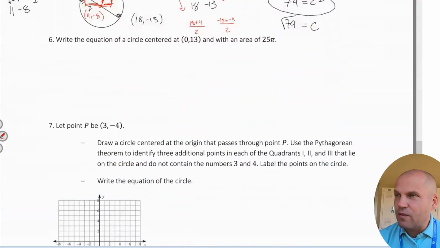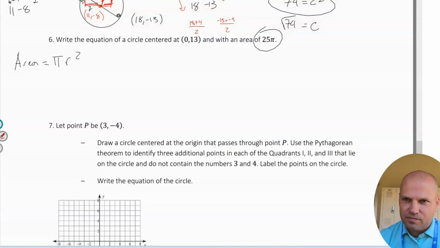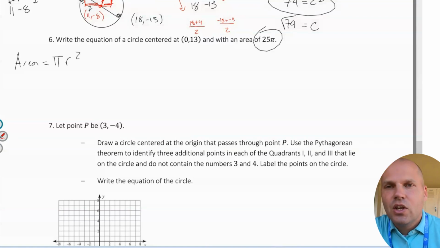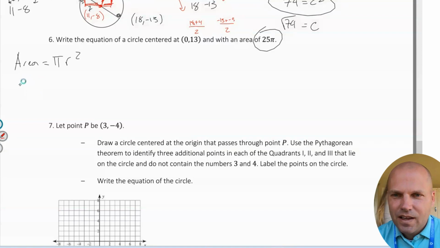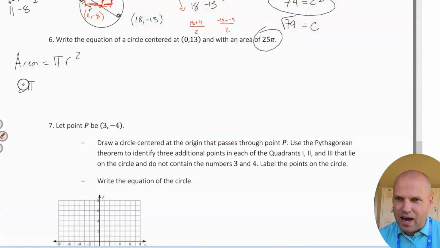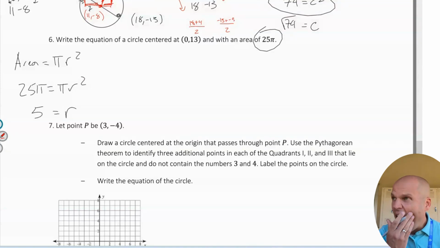What a tricky problem if you've never talked about area of a circle in a long time. Do you guys remember the area of the circle? It's pi r squared. Cool. So if we know the area is 25 pi, what's r? Hopefully you could figure out r has to be 5.